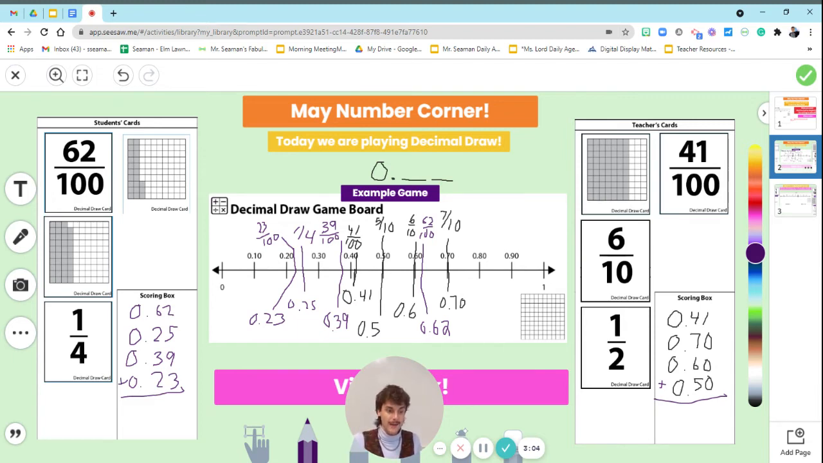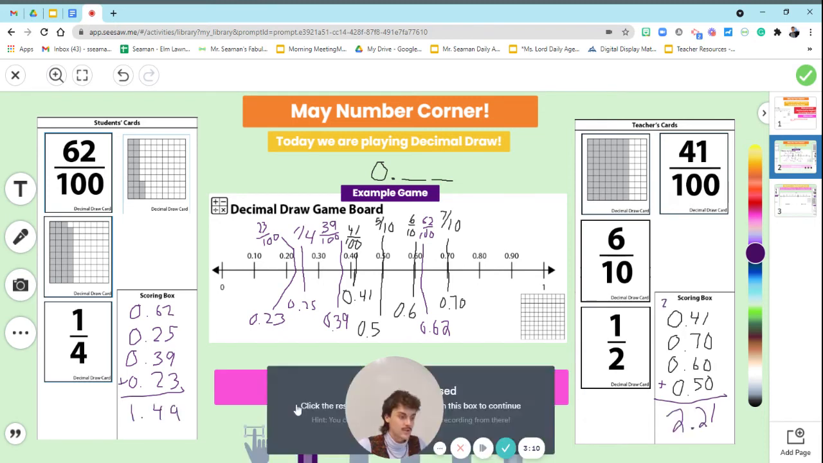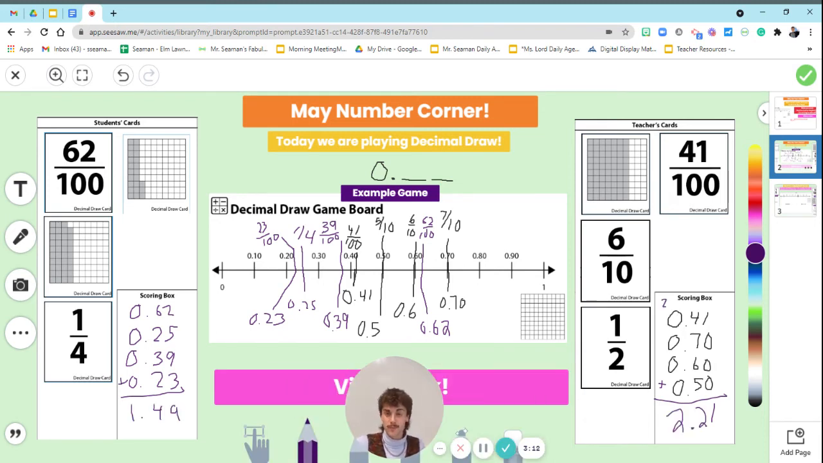When I add it up, 0 plus 0 plus 0 plus 1 is 1. I'll show you what the final result is. As you can see, I added both of the numbers up, and the teacher score was 2.21, and the student score was 1.49, or 1 and 49/100ths and 2 and 21/100ths.